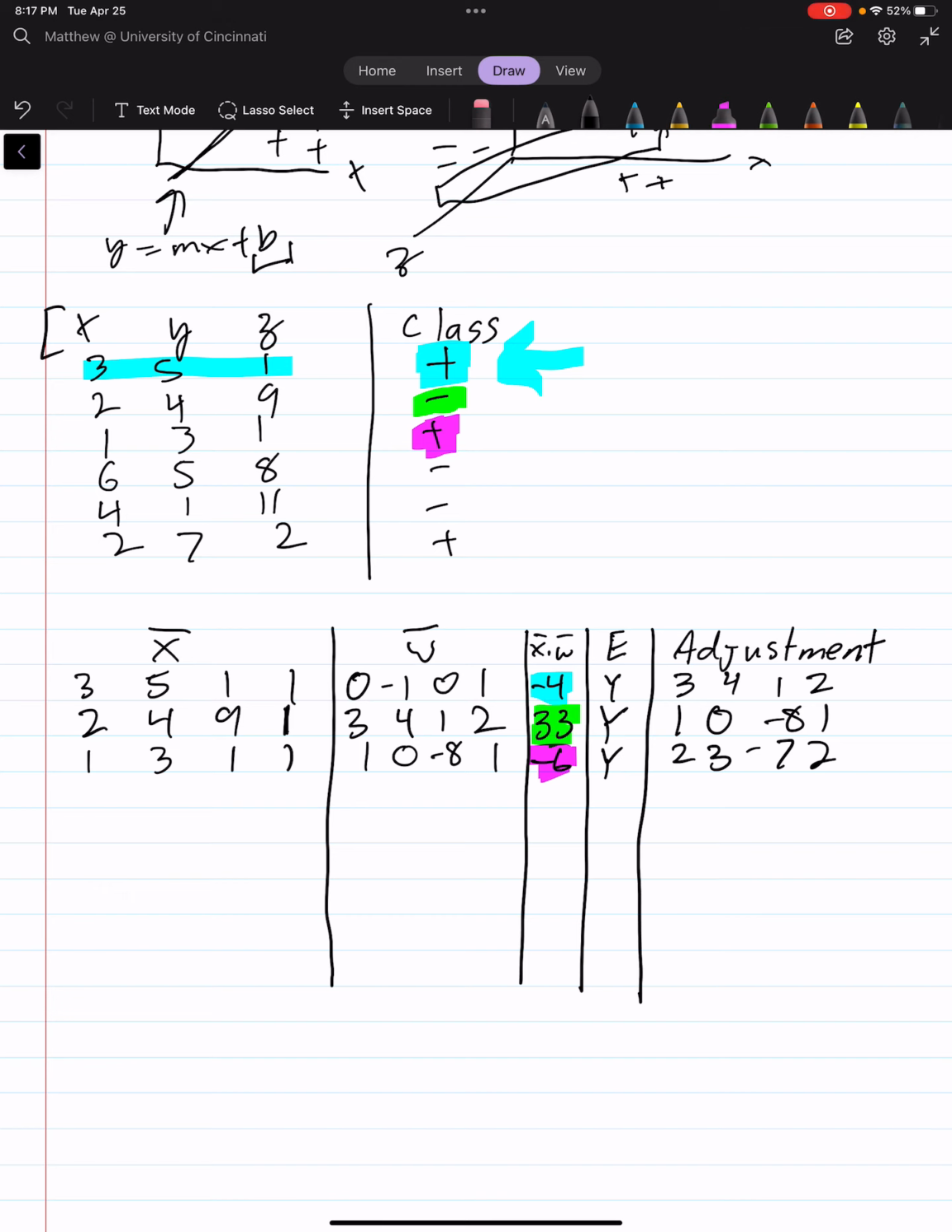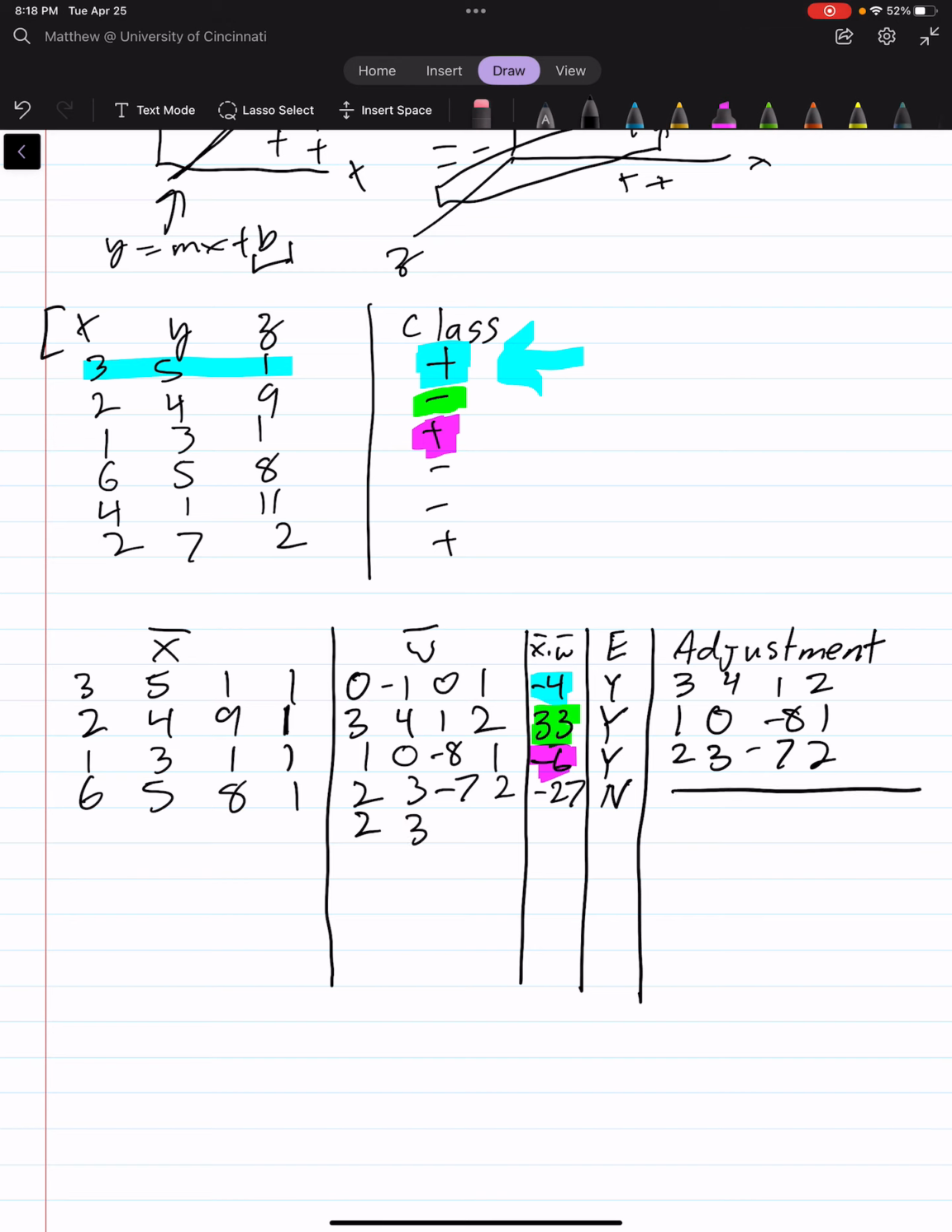And then we plug in the next vector, which is 6, 5, 8, and then that 1 for the plus b, and we have our new vector, and it's 2, 3, -7, 2. And if we do that dot product, we get -27, and we're expecting a negative, so this is the first time that we have no error. And since we have no error, we don't actually have to make an adjustment.